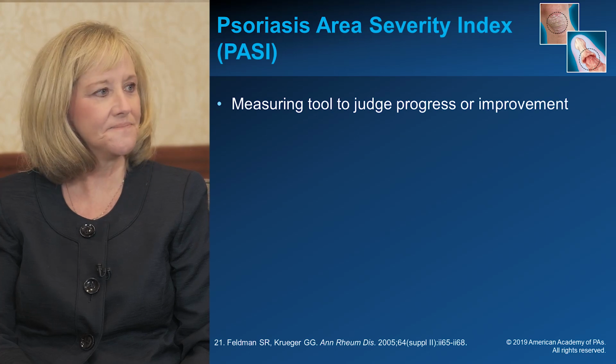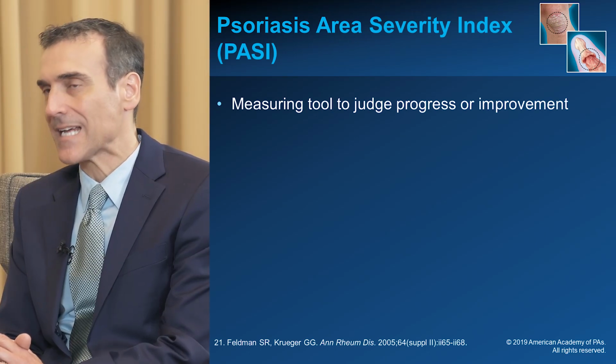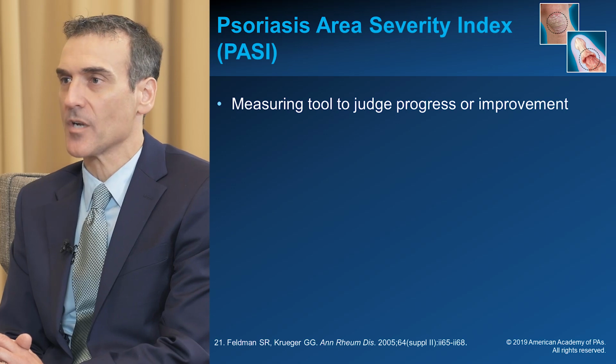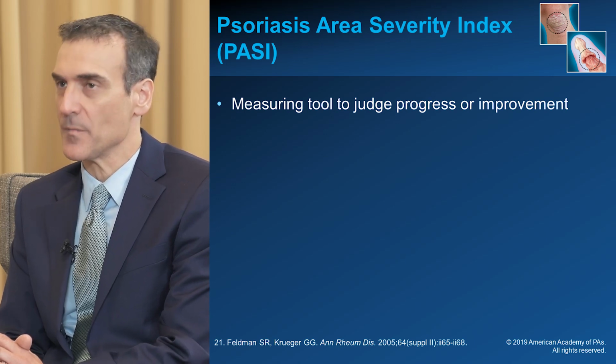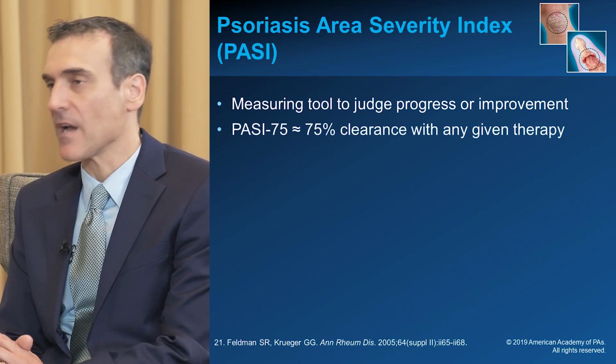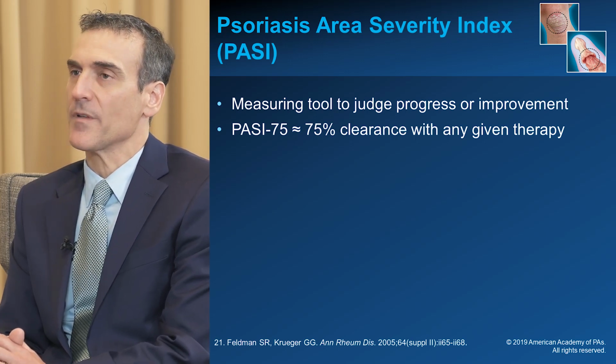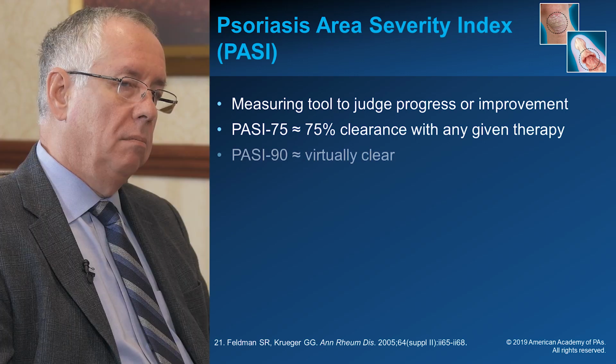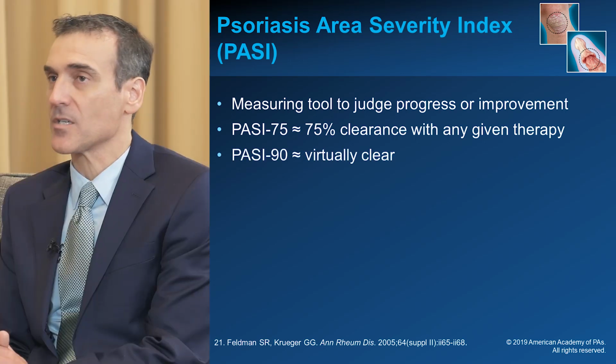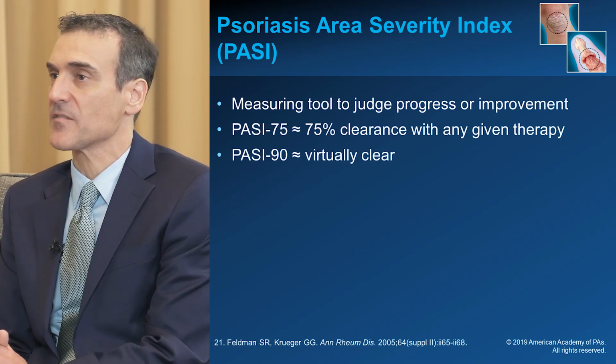I just want to pause for a moment because we're going to introduce a term that not 100% of our audience may be familiar with, and that's PASI. PASI is an acronym for Psoriasis Area Severity Index, and it's a measuring tool to judge progress or improvement. PASI 75, as a matter of example, means 75% clearance with any given therapy. PASI 90s now have become sort of the mantra with a lot of these newer drugs, and frankly that's virtually clear.